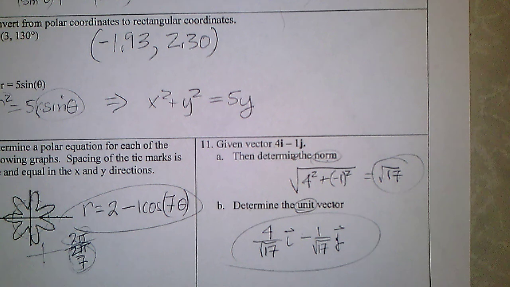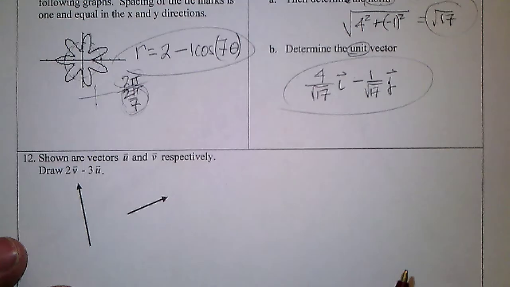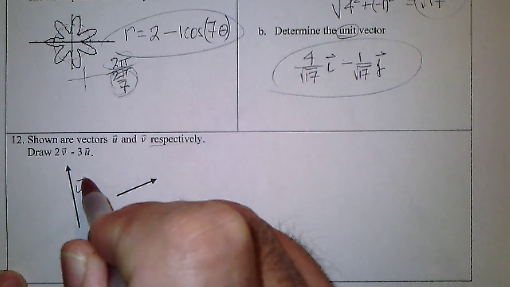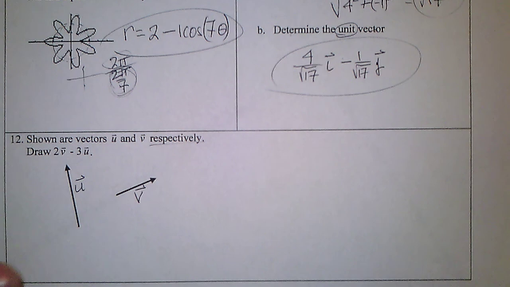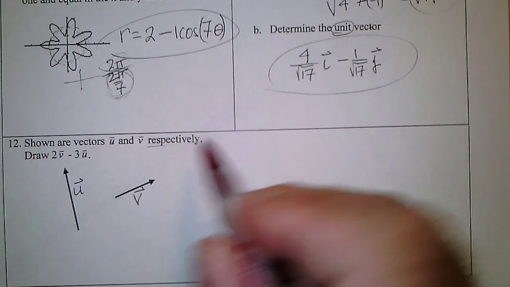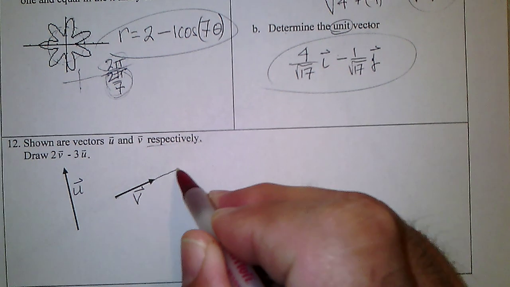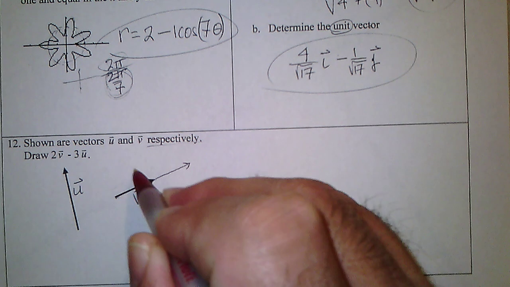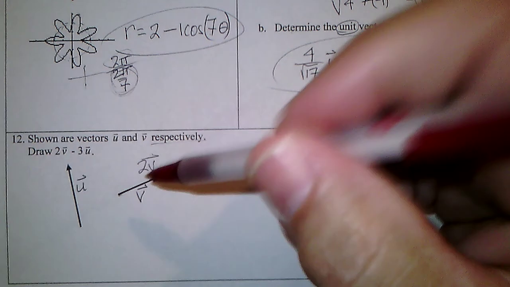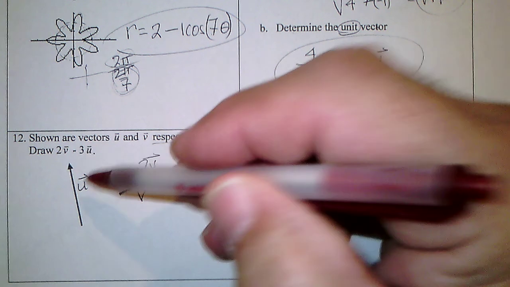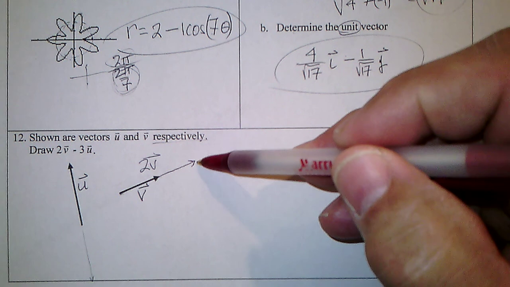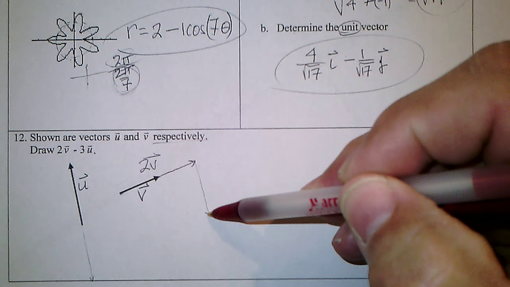And finally, the last problem. Respectively means in that order. So u is this one, and v is this one. Now we're supposed to do two v's. So v looks like this. So if I do one and then just do another one right there, there's two v's. And now I got to do negative 3u. So if u goes this way, negative u would go that way, and so to keep the same angle, I'm going to have to go something like that and about the same size.